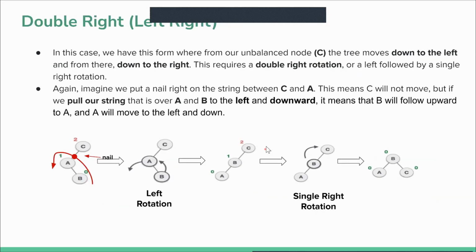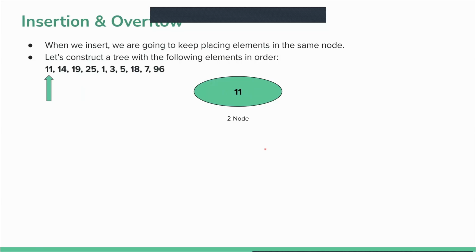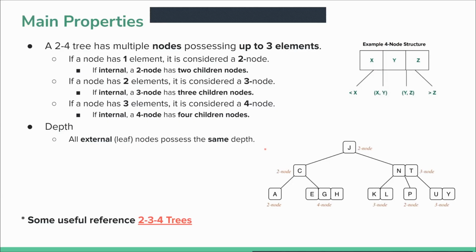So moving on to our 2-4 trees, the properties we need to look at are the properties of 2 nodes, 3 nodes, and 4 nodes. So a 2-3-4 tree or 2-4 tree has multiple nodes that have up to 3 elements within the node, and not 4, despite this line right here, which can be kind of confusing. But basically, if our node has 1 element, it's considered a 2 node. If a node has 2 elements, it's considered a 3 node. If it has 3, it's considered a 4 node.